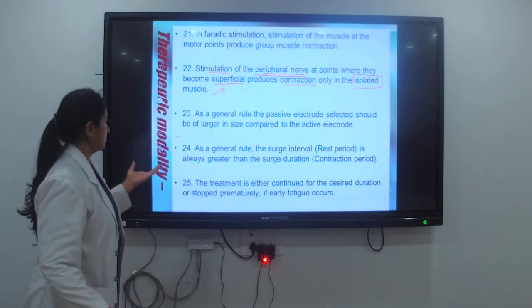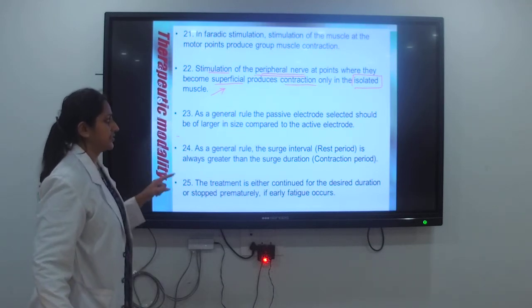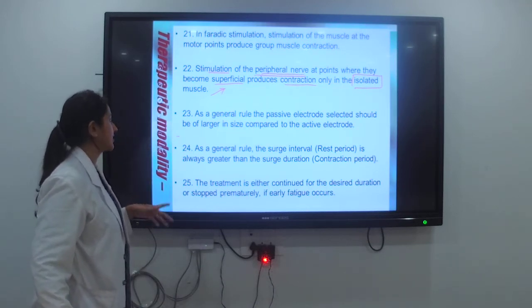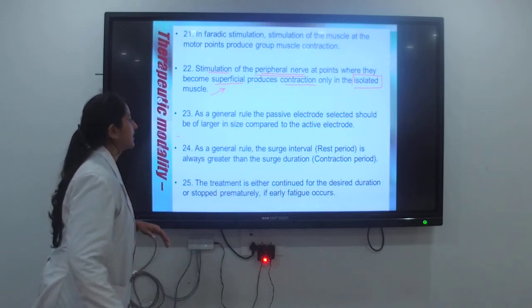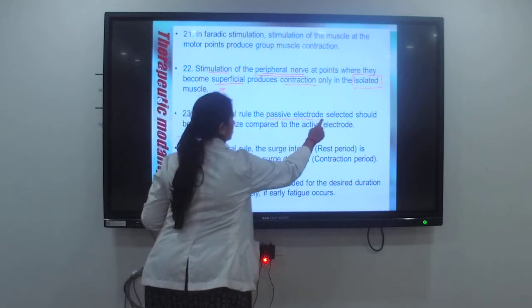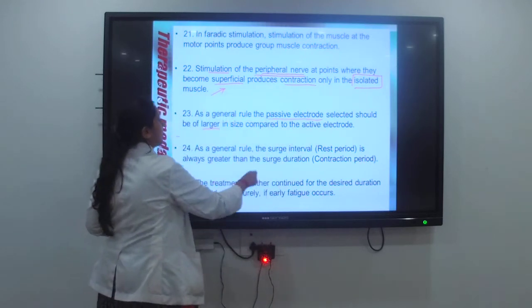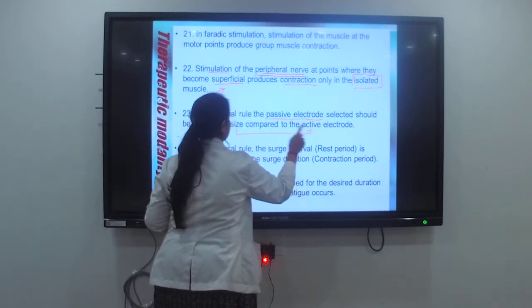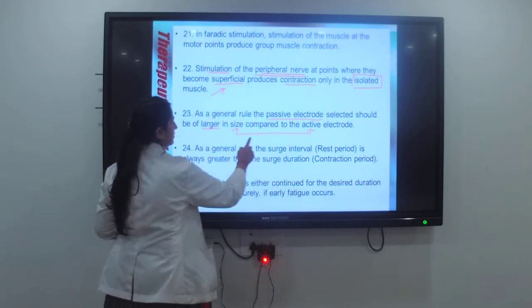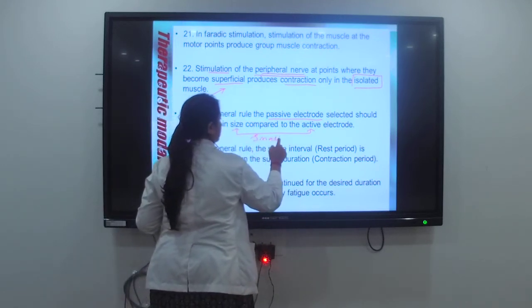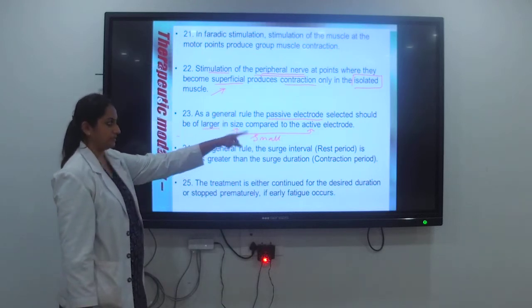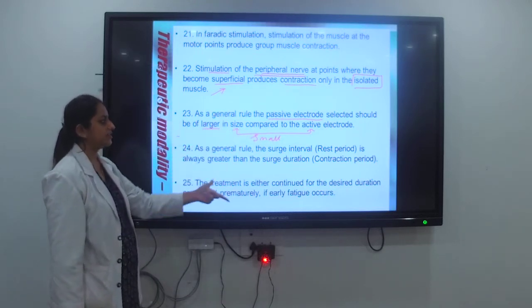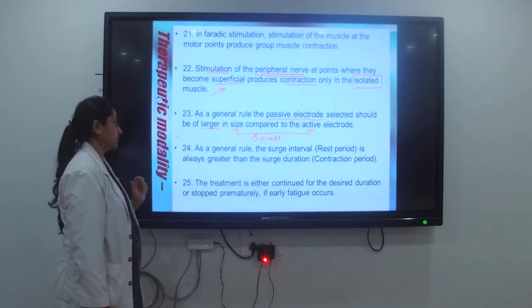Now coming to the second thing. As the general rule, the passive electrode selected should be of larger size as compared to the active electrode. So the passive electrode should be larger and the active electrode should be very small. Okay, you just need to remember this, that the larger electrode should be the passive one and the active electrode should be the smaller one.